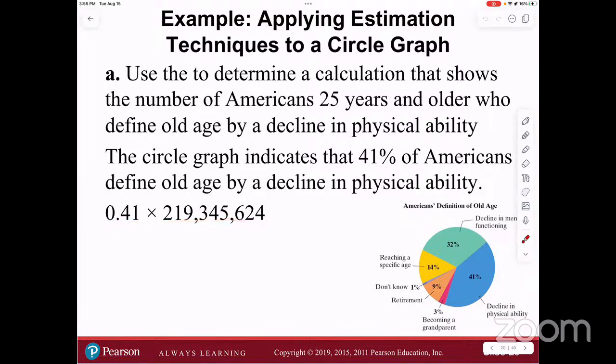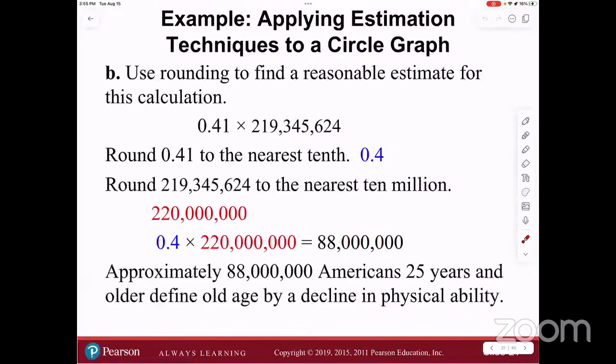And then for part B, round 41% to the nearest tenth, which would be 40%. And then this one to the nearest 10 million, 220 million. So then we get approximately 88 million Americans, 25 years and older, who define old age by a decline in physical ability. Okay. So this is if we were trying to be a little bit more precise, and then if we just wanted an approximation, 40% and 220 million. Okay.